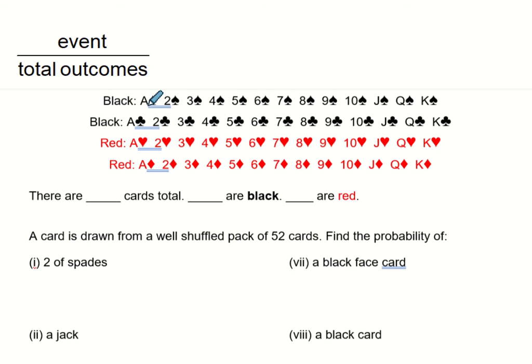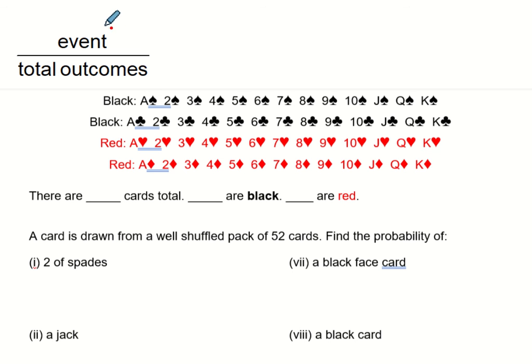But what you'll notice is there's 4 different shapes, and it goes ace through king. Okay, so I'm just going to do these 4 questions. It says a card is drawn from a well-shuffled pack of 52 cards. Find the probability of a 2 of spades.